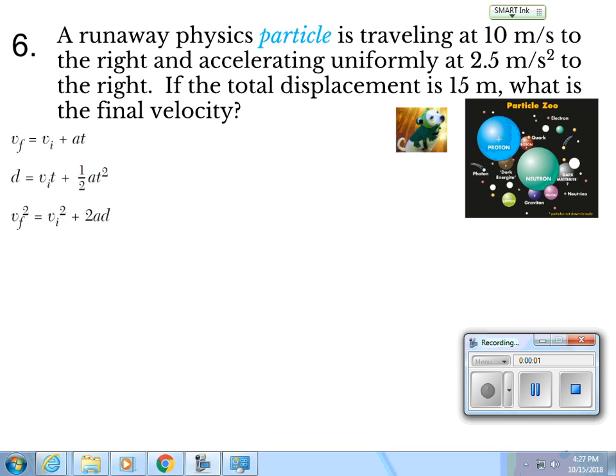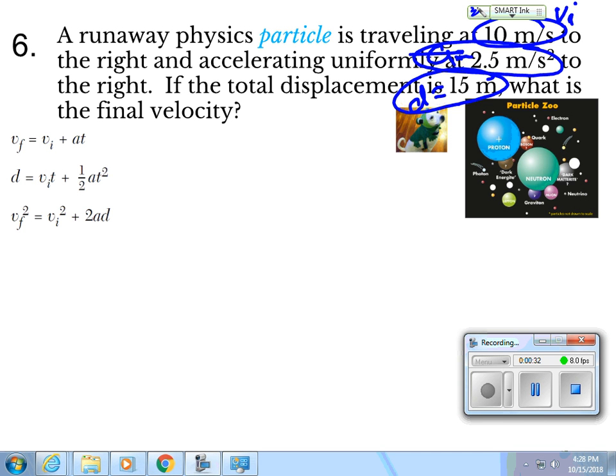Okay, this is number 6 on uniform acceleration motion problems. A runaway physics particle is traveling at 10 meters per second. That's your V initial. To the right, and is accelerating uniformly at 2.5 meters per second squared. Sorry, that is actually trying to show acceleration. To the right, the total displacement, D, is 15 meters. What is the final velocity?